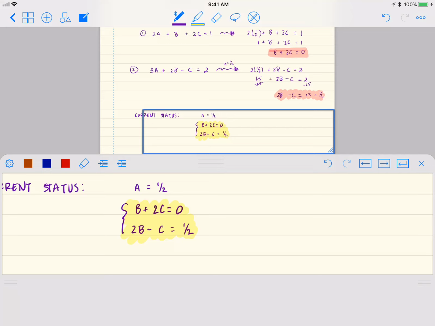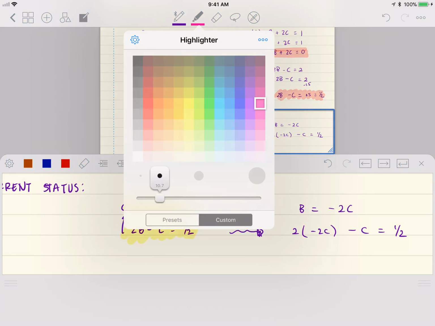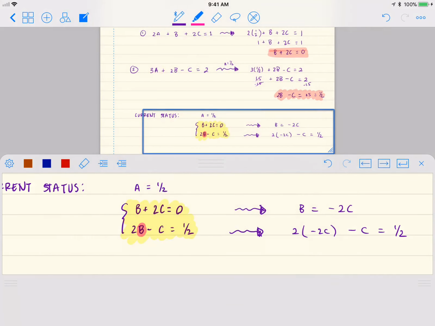So what I'm going to do is solve the top for B. From here I'm going to say B is equal to negative 2C. And then I'm going to plug that into the bottom equation. So 2 times negative 2C minus C equals 1/2. Do you see what I did there? This B, I replaced it with negative 2C. So 2 times negative 2C minus C equals 1/2.